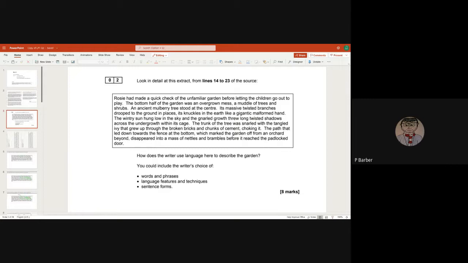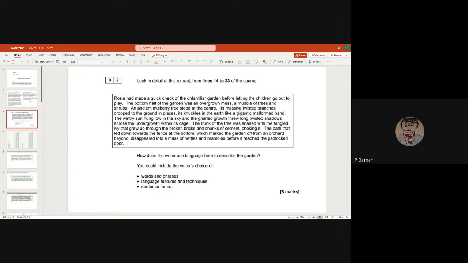The wintry sun hung low in the sky, and the gnarled growth threw long twisted shadows across the undergrowth within its cage. The trunk of the tree was snarled with the tangled ivy that grew up through the broken bricks and chunks of cement choking it. The path that led down towards the fence at the bottom, which marked the garden off from the orchard beyond, disappeared into a mess of nettles and brambles before it reached the padlocked door.